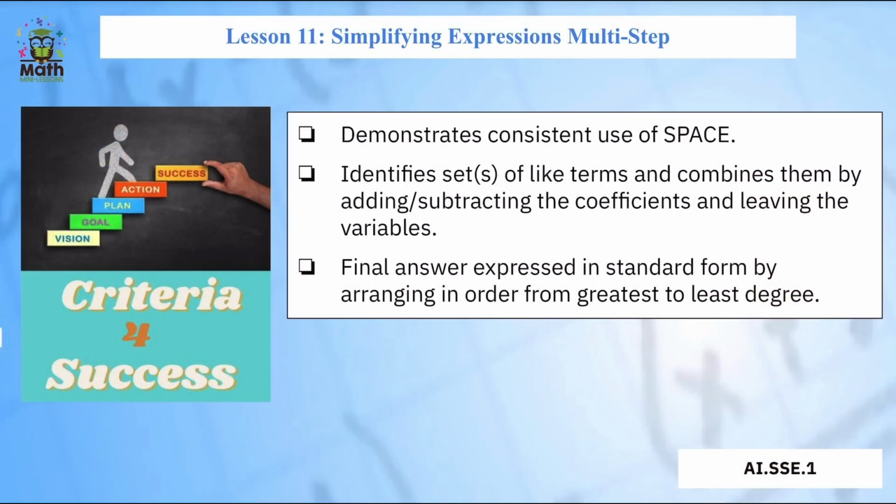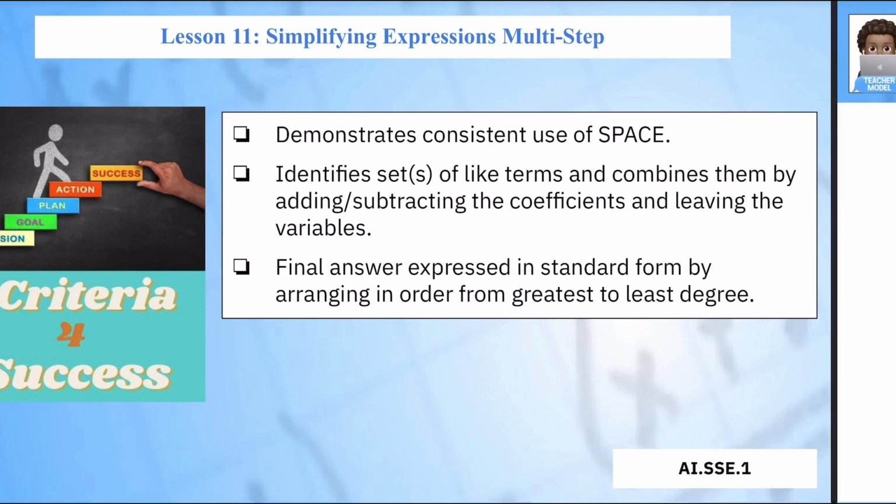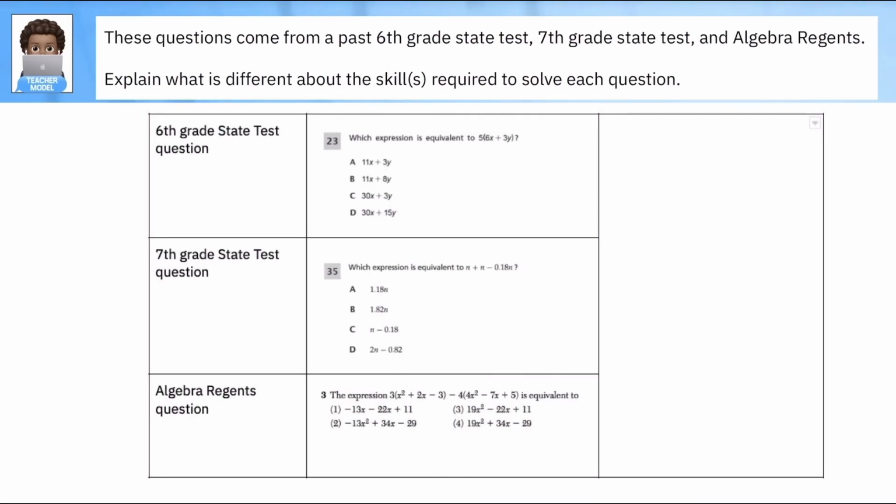Welcome to lesson 11, simplifying multi-step expressions. Our criteria for success is the same as the last one: that you're using SPACE to properly do the order of operations, that you can identify your like terms and combine them correctly, and that your final answer is in standard form. So to start off, I just want you to see the progression of these types of questions from 6th grade all the way to the Algebra I Regents.